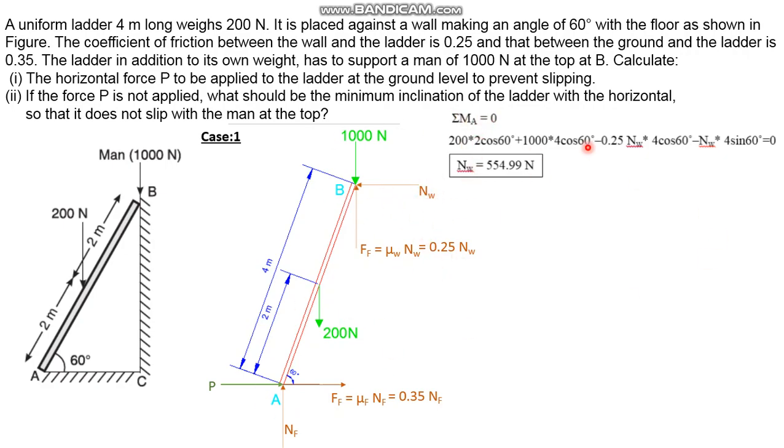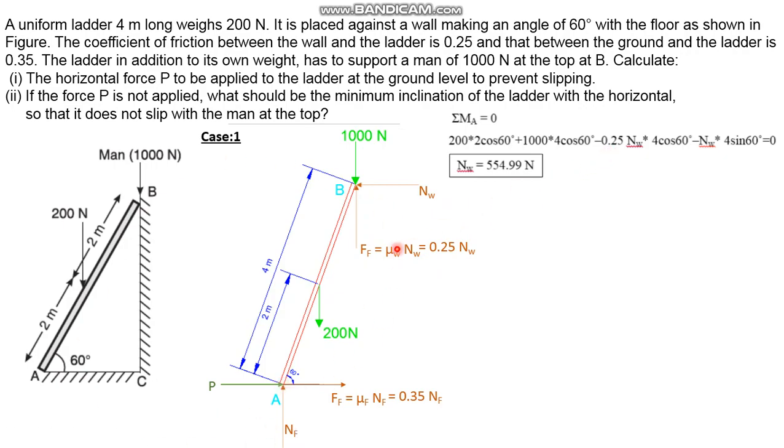When you take moment about A equal to 0, first 200 into 200. For taking moment about 200, we need this horizontal distance. This is given as 60 degrees and this is 2 meters. So therefore this distance will be 2 cos 60. Next is plus, and this produces clockwise moment, so plus 1000, and the distance from here to here is 4 cos 60, that is also clockwise, so 1000 into 4 cos 60. And this force is going up, but it produces anti-clockwise moment about A.